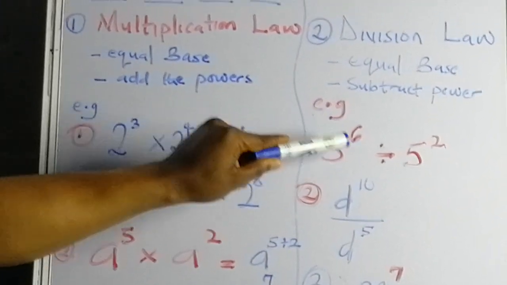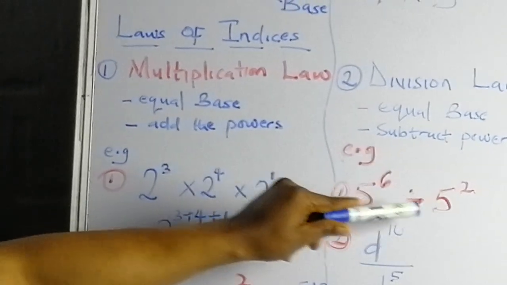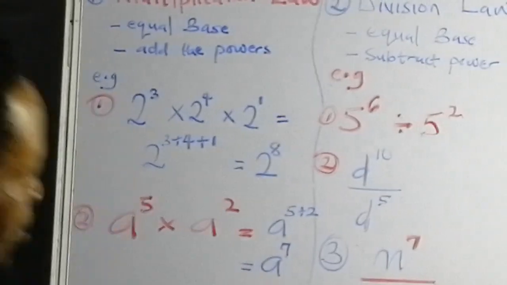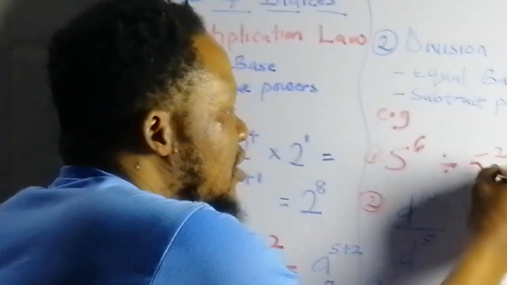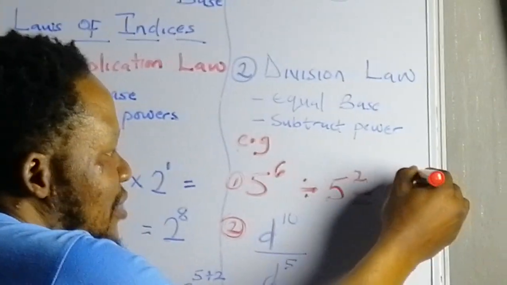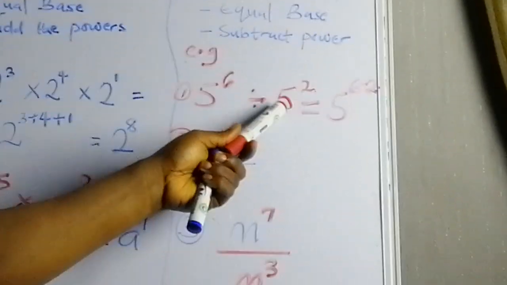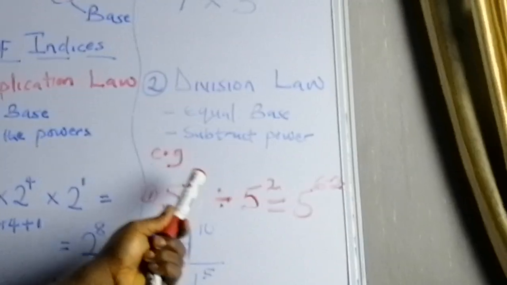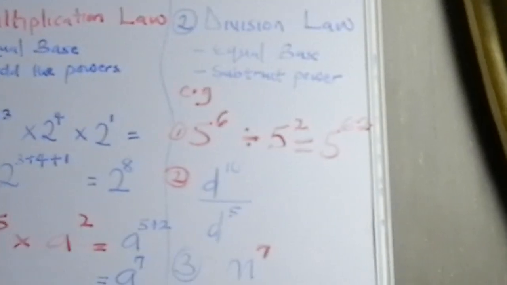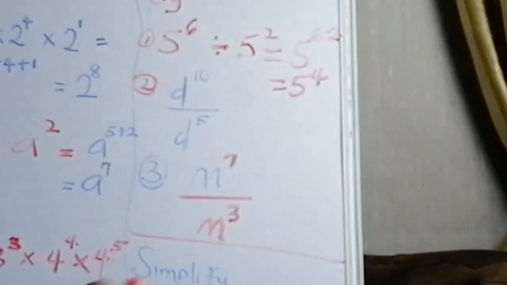For 5 raised to power 6 divided by 5 raised to power 2, pick one base. What is the one base that is here? Which is 5. So it means the answer here is the same thing as writing 5 raised to power 6 minus 2. I pick one base, which is 5, and I subtract the power, 6 minus 2. So if I subtract 6 minus 2 here, that will give me 5 raised to power 4.